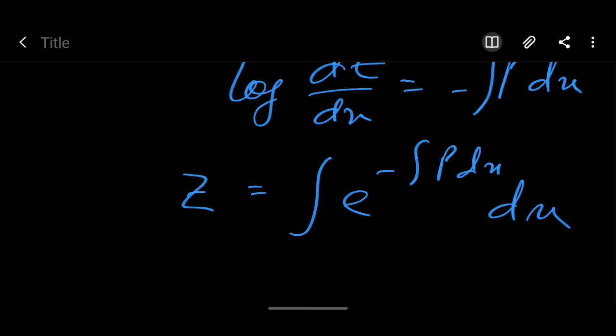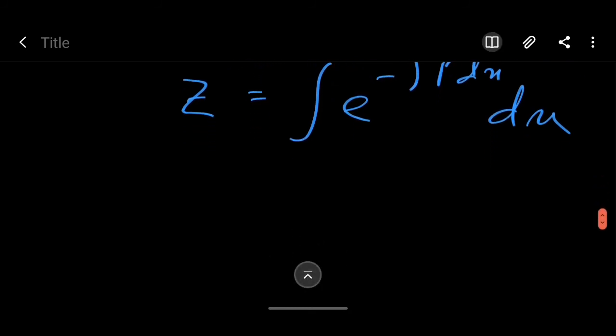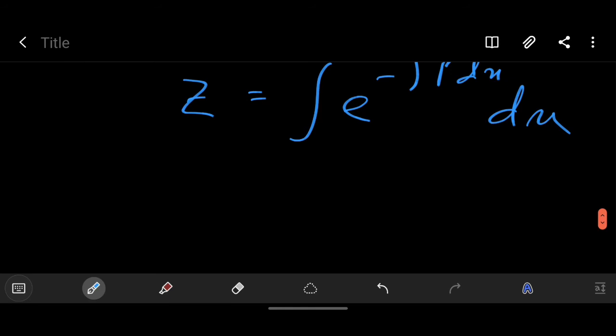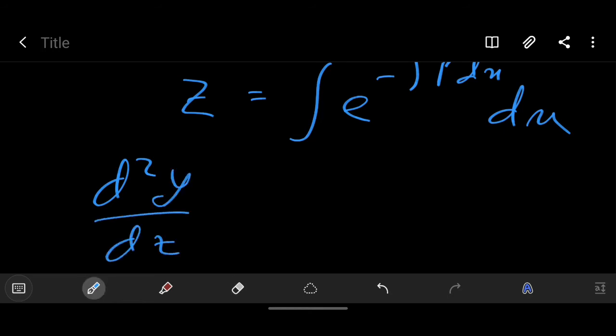So if this is the case, then the equation reduces, because p1 is now 0, to d squared y/dz squared plus q1 y equals r1.